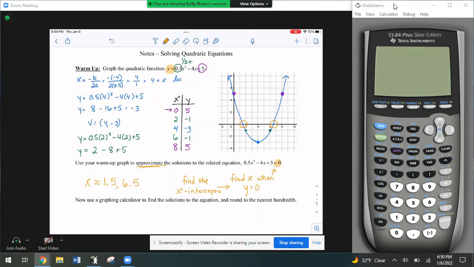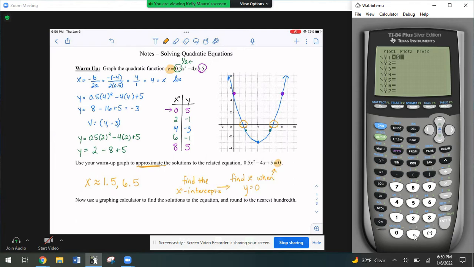All right, what we're going to do now is take a look at how we use a graphing calculator to calculate more accurate x-intercepts, or solutions to a quadratic equation. Okay, so on your calculator, you are going to go to y equals and type in the equation, but instead of writing equals 0, that's where the y equals goes.